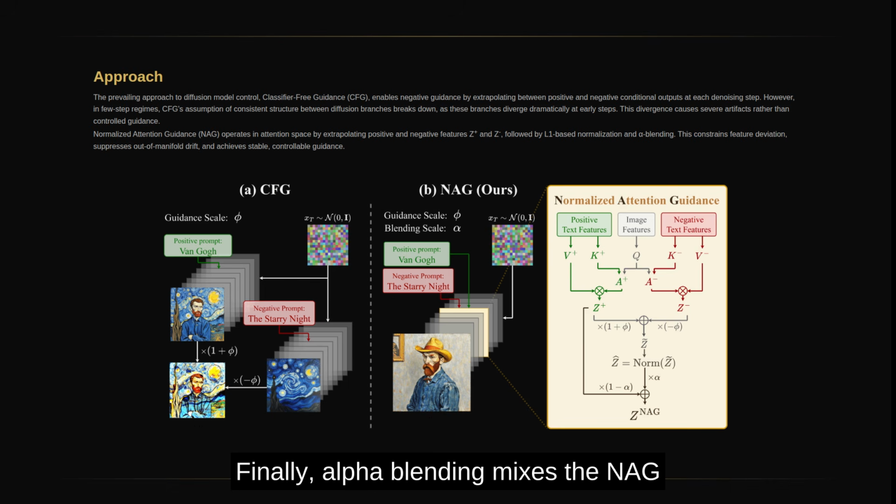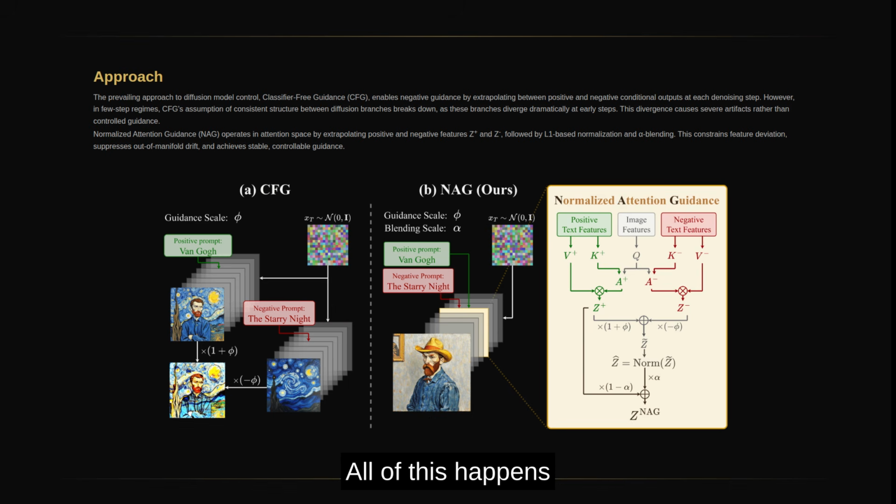Finally, alpha blending mixes the NAG adjusted features with the original attention. This gives you fine control over how strong the effect is. All of this happens in a single forward pass. No doubling of computation like CFG. The attention modification flows through the rest of the model, influencing the final output.